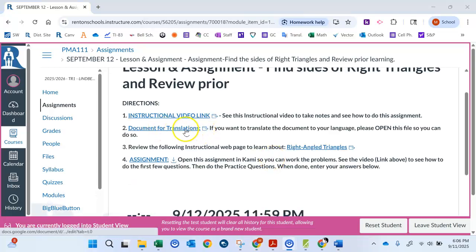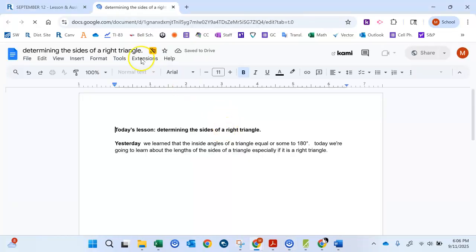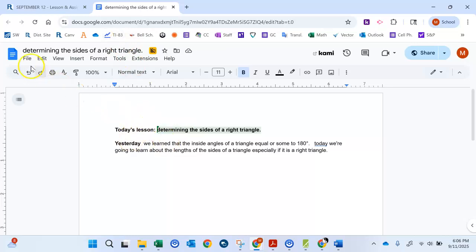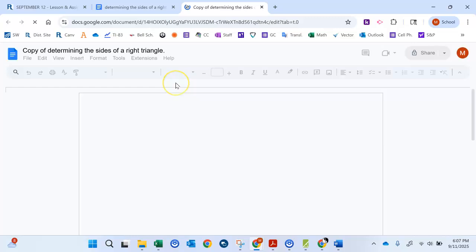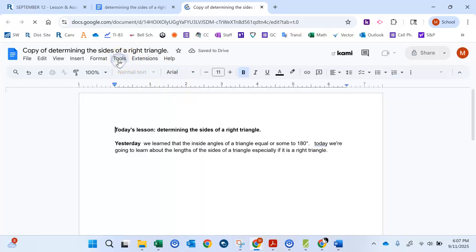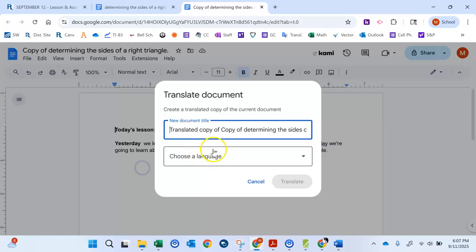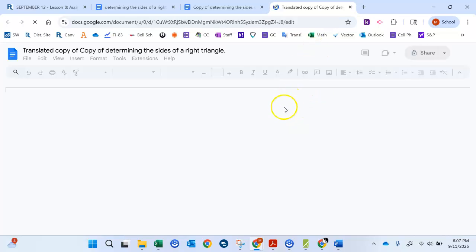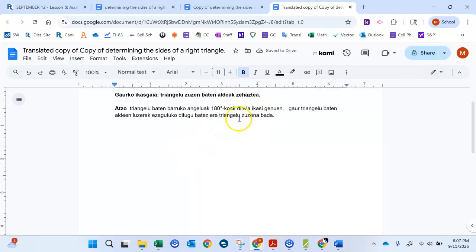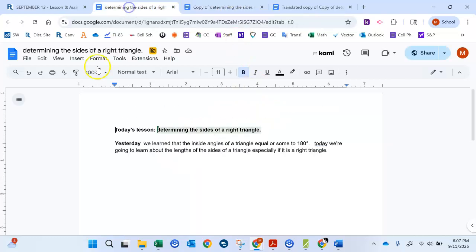Make sure you open a document for translations, and make a copy of it. Go to File, Make a copy, and then you can do the translation. Go to Tools, Translate, and choose a language, whatever you want. You should know how to do this by now, but that will translate it into your language if you need that. But let's go back to this one.